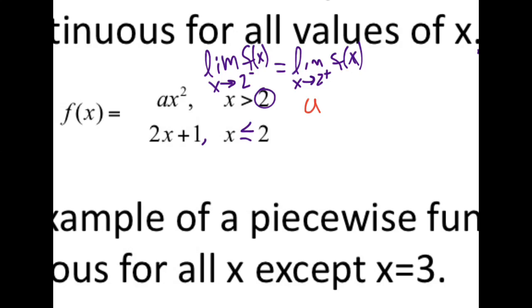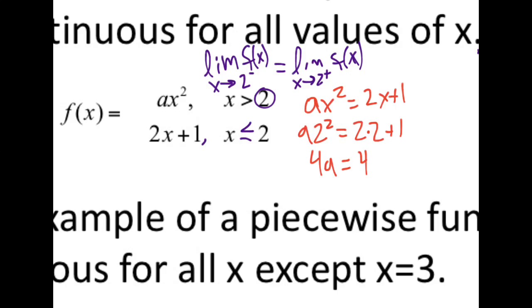So we're going to say that a times x squared is equal to 2x plus 1. But we're going to substitute in 2 for x. So I'm going to get a times 2 squared equals 2 times 2 plus 1. So we get 4a equals 4 plus 1, which is 5. And divide by 4 to get a equals 5/4.